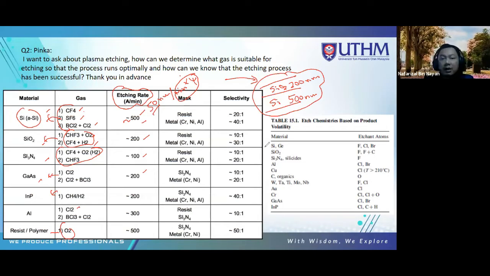Okay, so after I do 10 minutes, 20 minutes, or 30 minutes: at 20 minutes, I remove 10 nanometer; at 30 minutes, I remove 20 nanometer. So by having these values, I can plot my own etching rate, right? I can draw a graph, something like this.